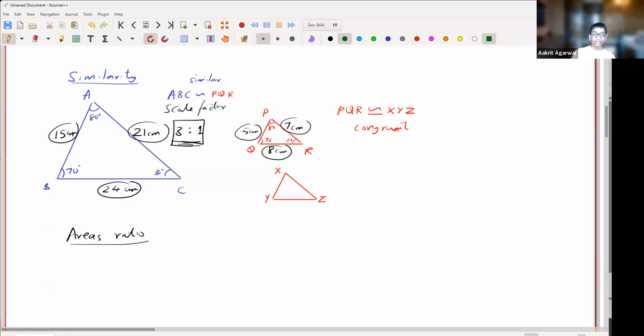So in this case, no angle is 90. It's 80, 70, and 30. They're similar, right? So the height is also going to be similar. Exactly. That was exactly the point I was looking for. The heights are also in the same ratio.